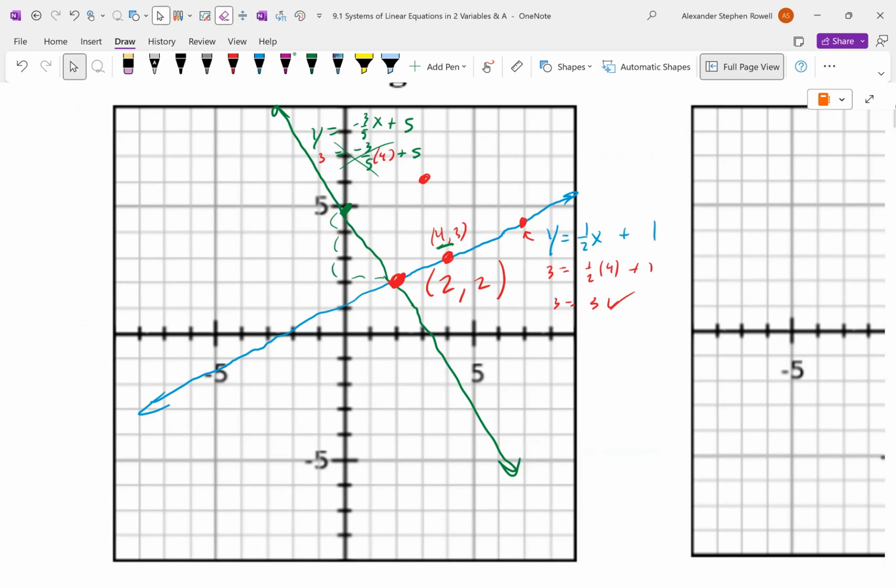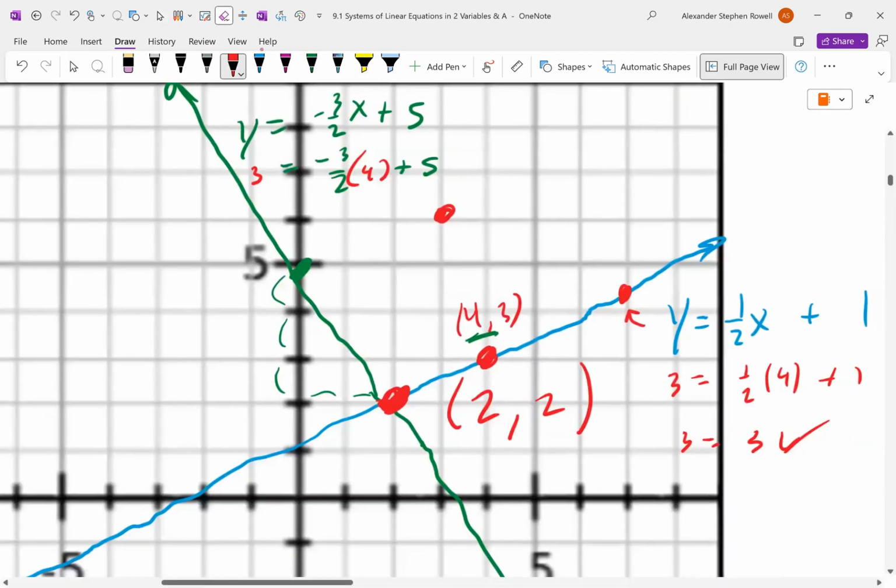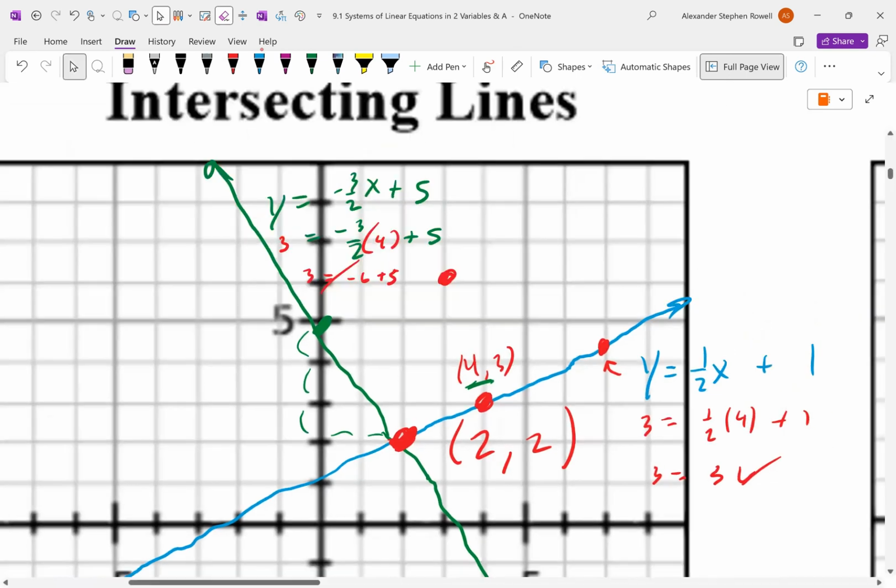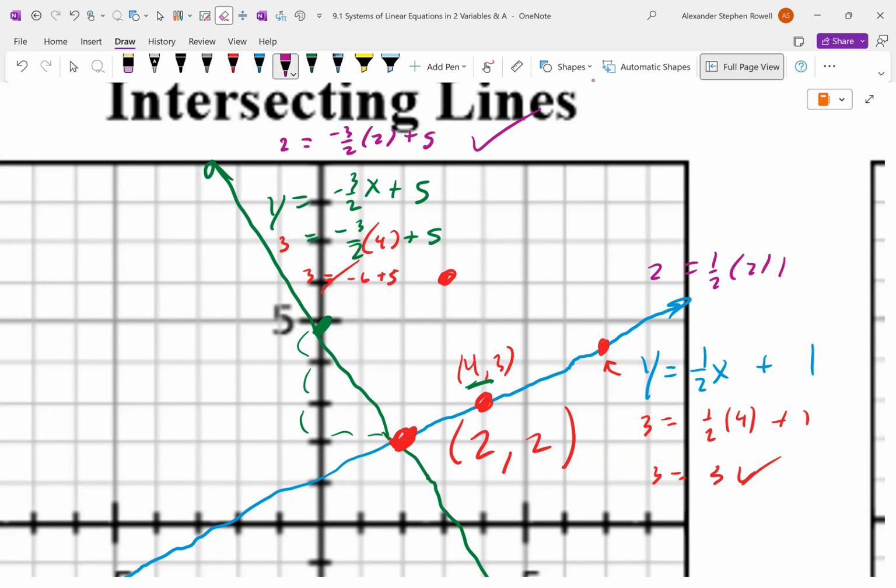I don't know. It should be negative 3/2, right? Thank you. Let's try this again. Okay, is this true now? It better not be. 3 is equal to negative 6 plus 5. No, that's false. 3 is not equal to negative 1. Okay, what if I plug in 2, 2? 2 is equal to negative 3/2 times 2 plus 5. Negative 3 plus 5 is 2, so it's true. And on this one, I would get 2 is equal to 1/2 times 2 plus 1. True. I found this ordered pair that makes them both true, and there's only one.